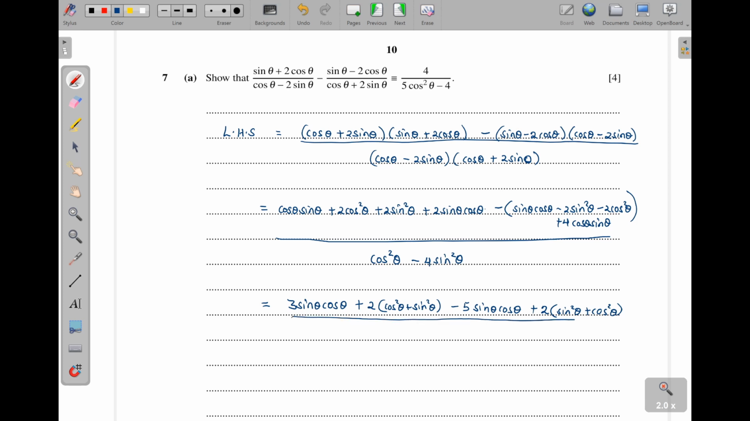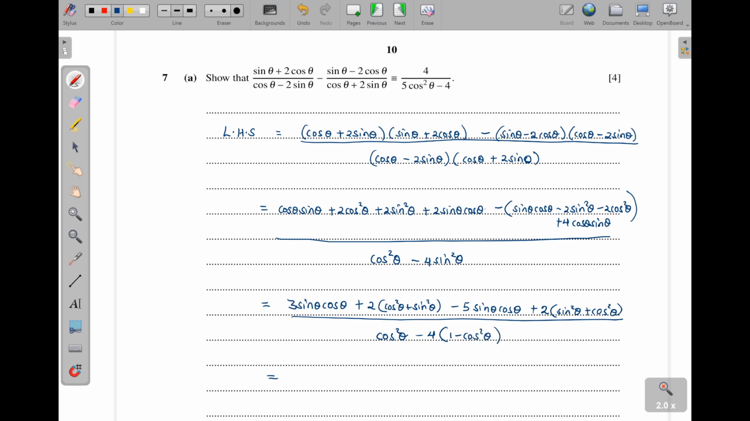Then down here, everything has to be written in terms of cos. So that means we shall have cos squared theta, then minus 4 times sine squared theta, which is the same as 1 minus cos squared theta.